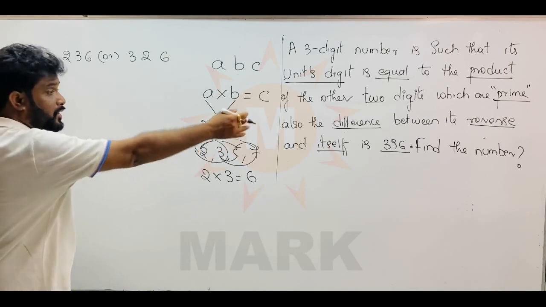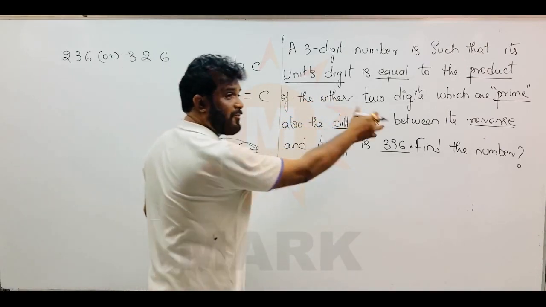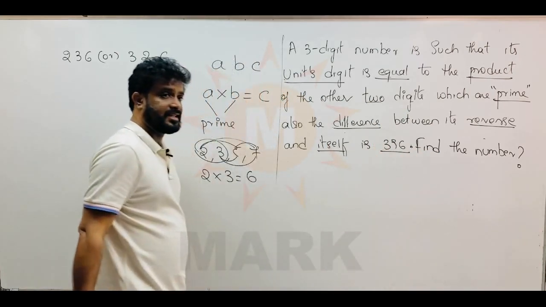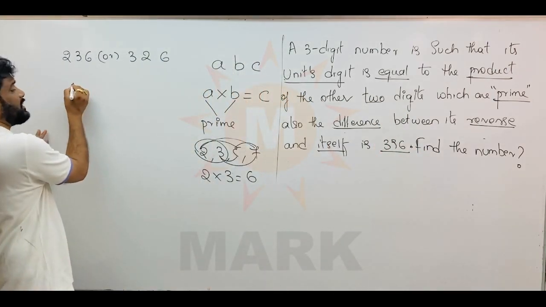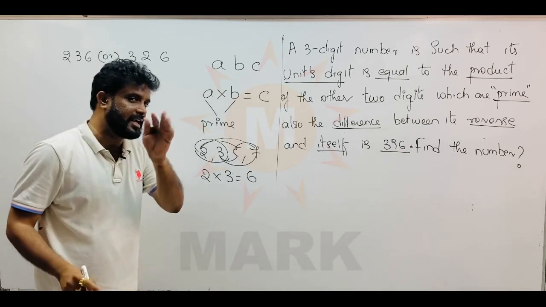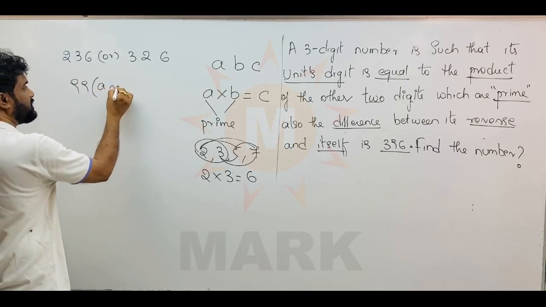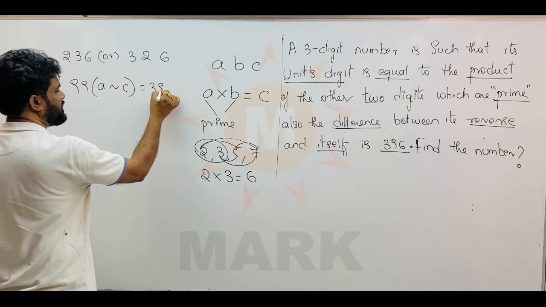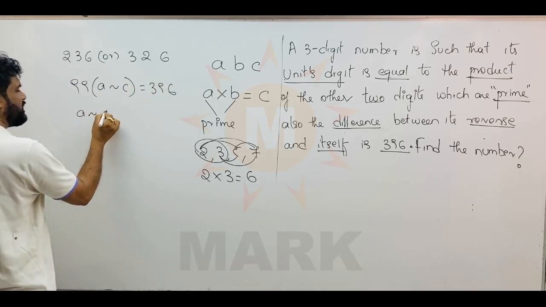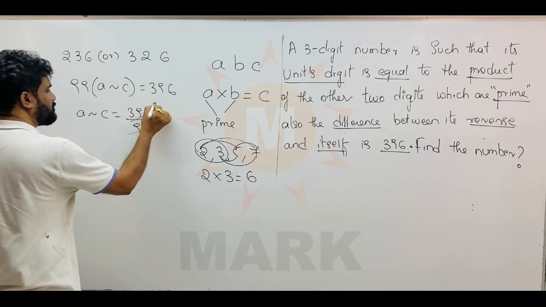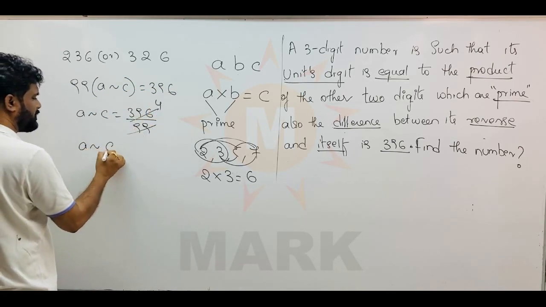Okay. Now coming to this point, the difference between the original number and the number which is reversed is 396. Clearly we can say that 396 is divisible by 99, that you know very well. So 99 into (A minus C) is equal to 396. So A minus C will give 396 by 99, that is nothing but 4. So the difference of A and C should be equal to 4.